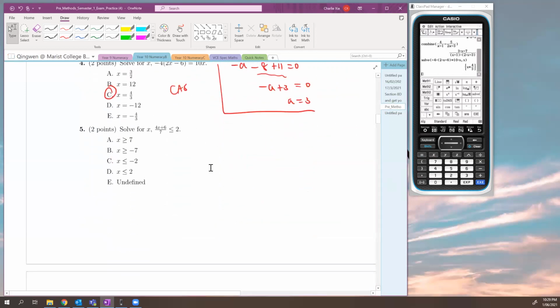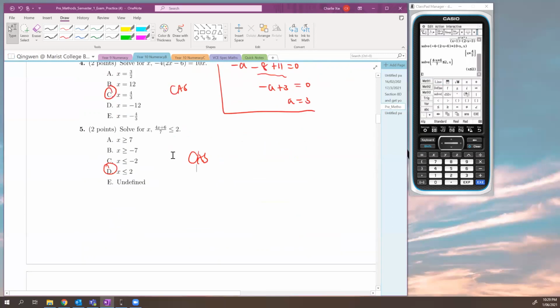Question 5. It's an inequality. That's nice, we can just solve it in our calculator. So fraction 4x plus 6 over 7, that is less than or equal to 2. To find your inequality sign, click on math 3, and that's now less than or equal to. So that's now equal to 2. Again, highlighted, interactive, advanced. So for x, x is less than or equal to 2.